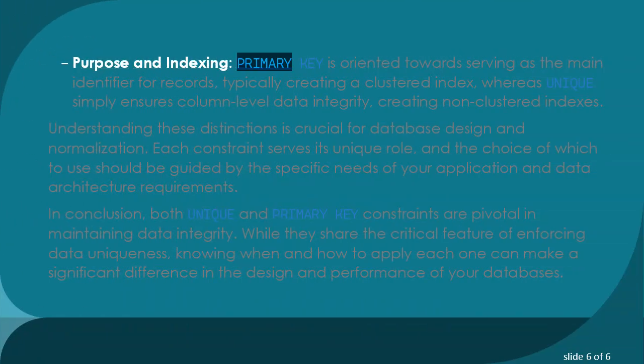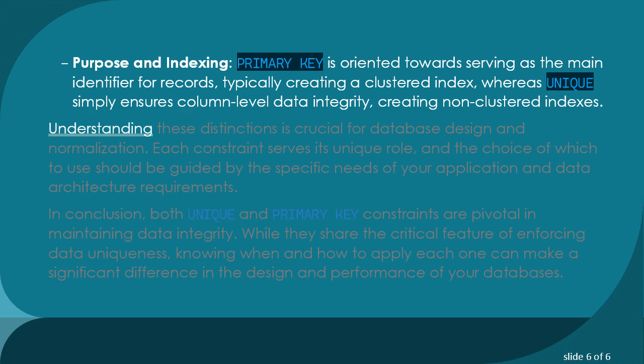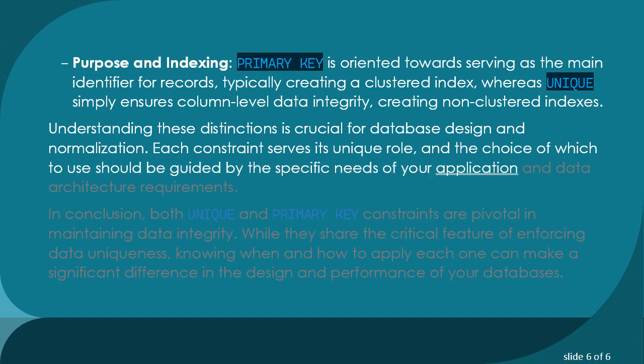Purpose and indexing: primary key is oriented towards serving as the main identifier for records, typically creating a clustered index, whereas unique simply ensures column-level data integrity, creating non-clustered indexes. Understanding these distinctions is crucial for database design and normalization. Each constraint serves its unique role, and the choice of which to use should be guided by the specific needs of your application and data architecture requirements.